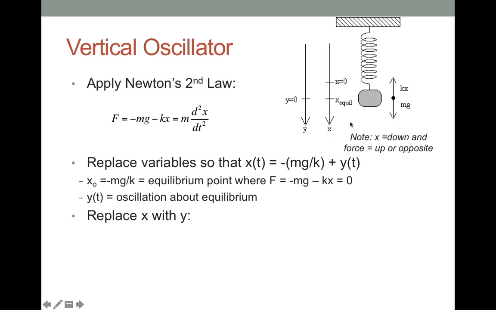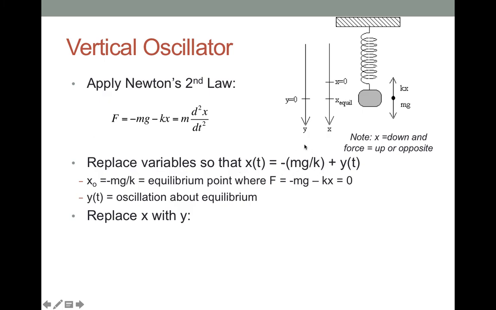Another oscillator we can look at is, rather than a horizontal oscillator, a vertical oscillator, in which case the force is the force of gravity, which is downward, it's the minus sign, and we also combine Hooke's law. This is the equation we want to solve. The way we're going to do that is by changing the variables. So rather than solving for x, we're going to end up solving for y. So we take this x and we replace it with this expression.